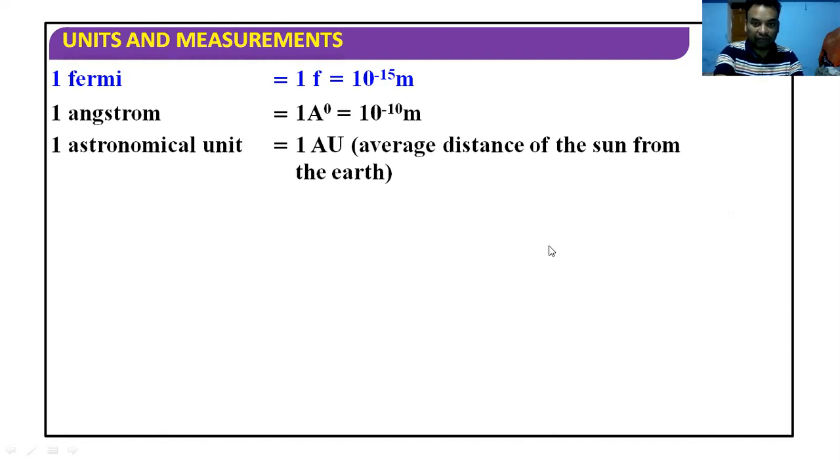I am having some good notes for you, handwritten by me, so I will show you in my next slide. So one astronomical unit comes out to be 1.496 into 10 raised to the power 11 meter.